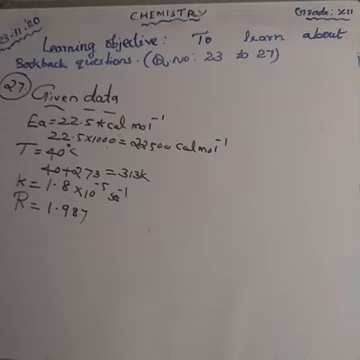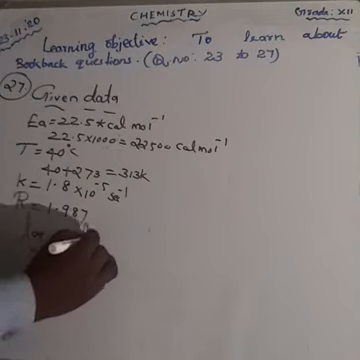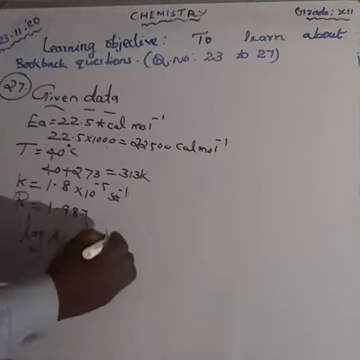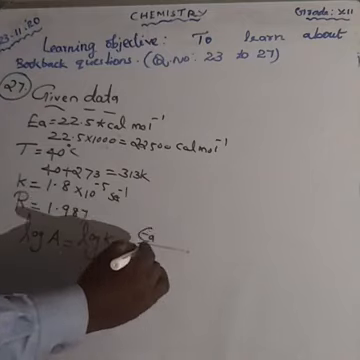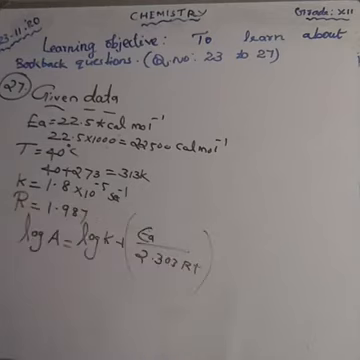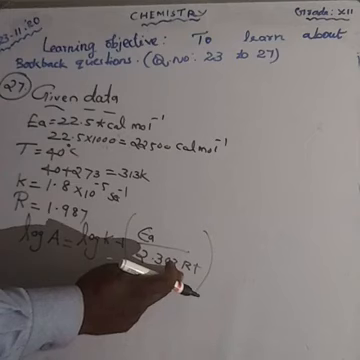Then what is the formula? Log A is equal to log K plus EA by 2.303 RT. This is the formula. Clear? Then we can substitute the values. Which values are given? K is given, EA, R, T, everything we have.